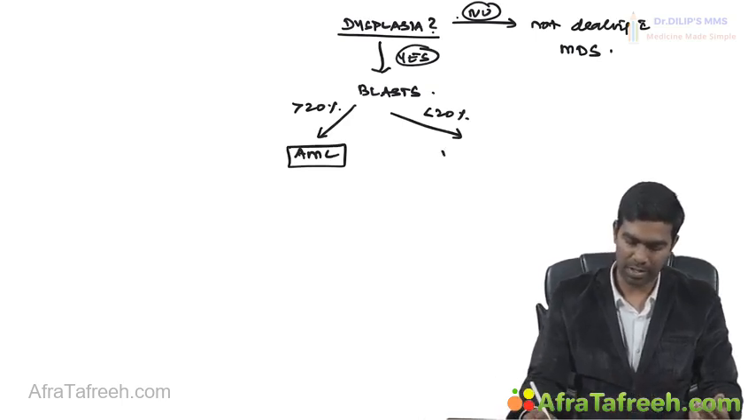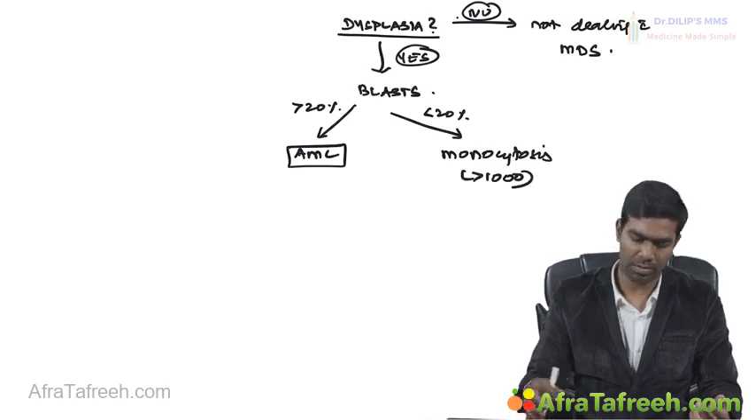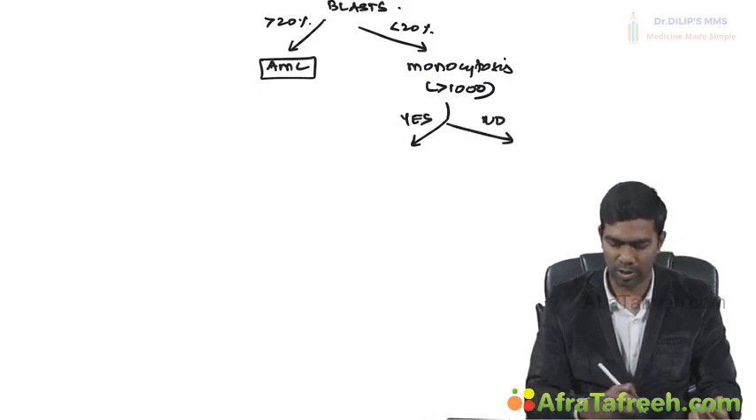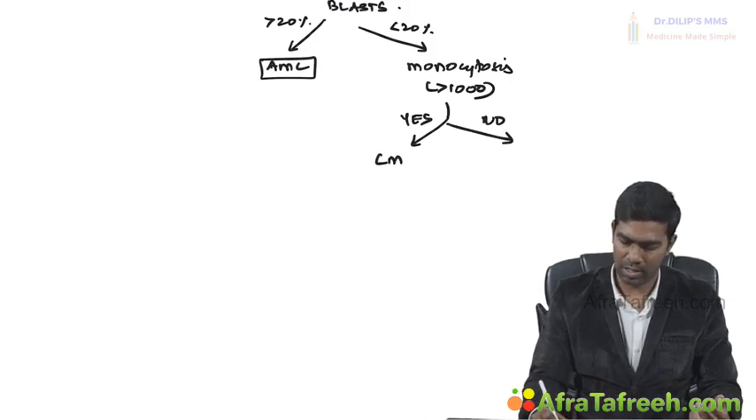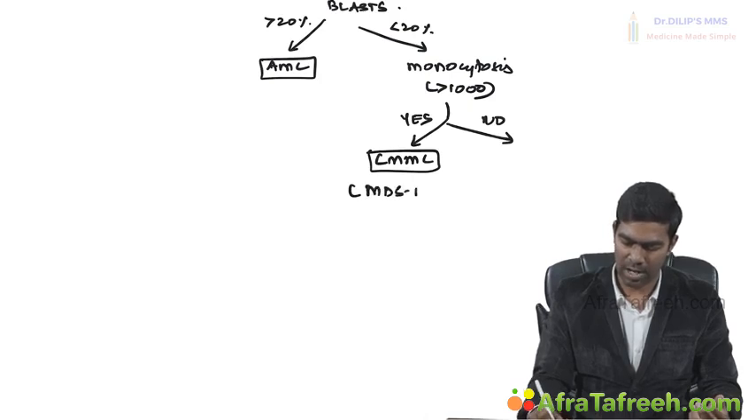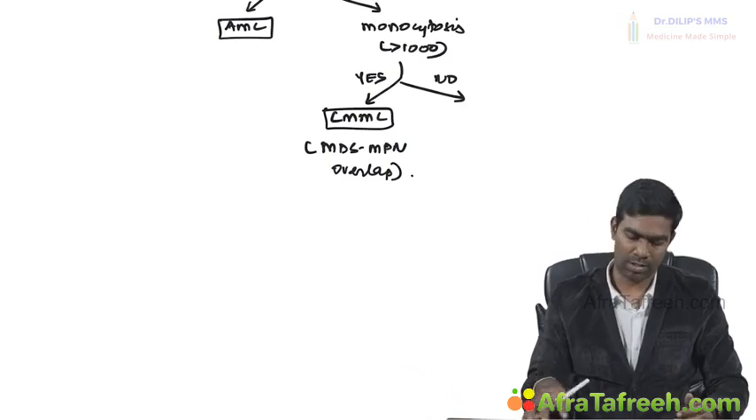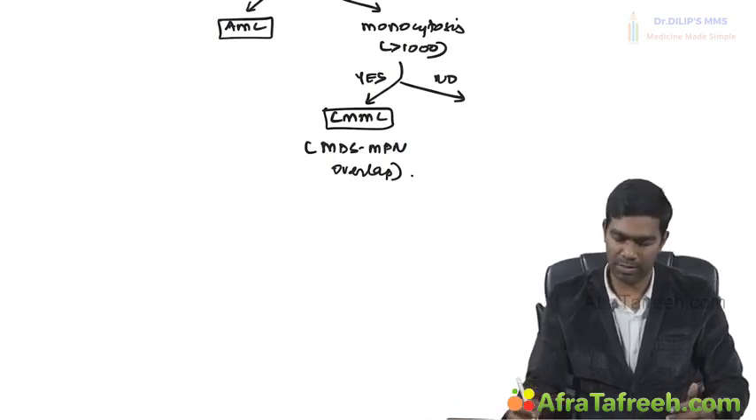Blasts less than 20%, see whether monocytosis is there, which means typically more than 1000 cells per microliter. If monocytosis is seen, you are seeing something called CMML, which is an MDS and MPN overlap. It's an overlap syndrome, CMML. You're not dealing with a pure MDS. Only if it's no, then you might be dealing with a pure MDS.